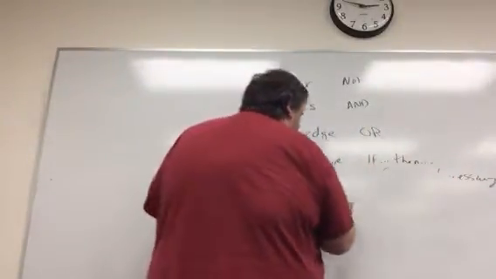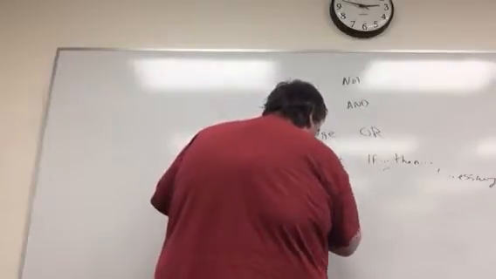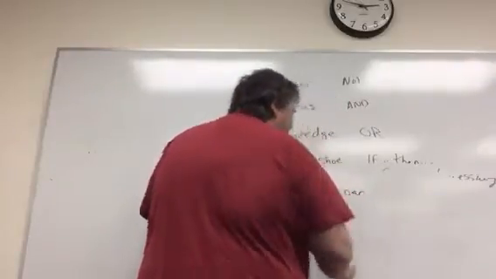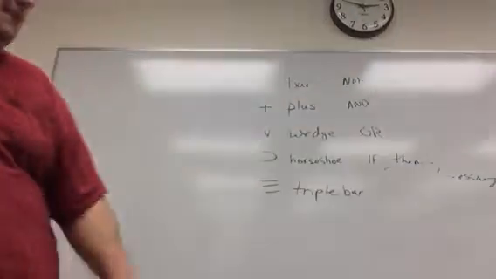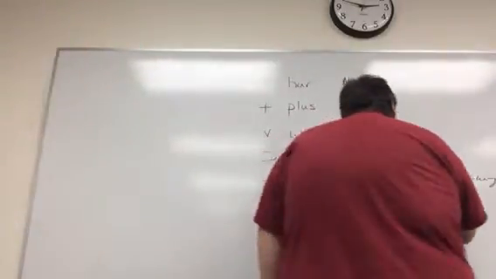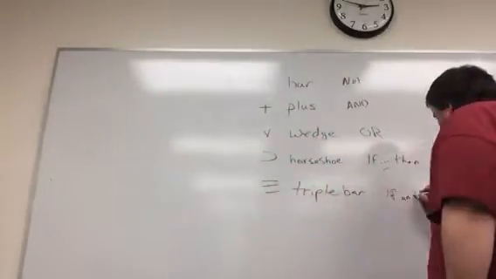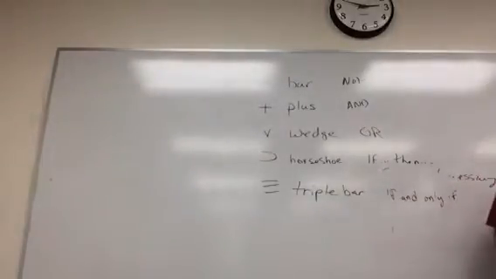And biconditional is symbolized with a triple bar. Sometimes in the book and online, I just use an equal sign because it's easier, but it's basically an equal sign with an extra line. What the triple bar means is it symbolizes the idea of if and only if, which is a biconditional relationship.